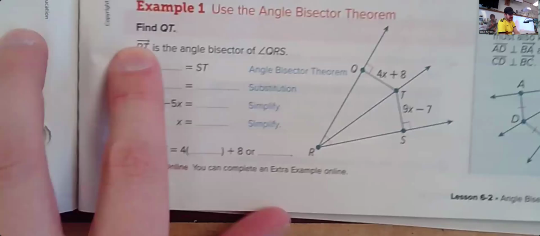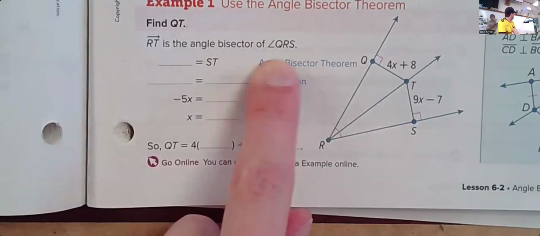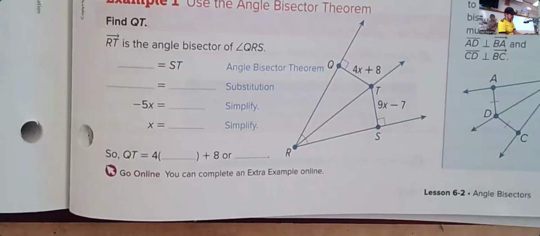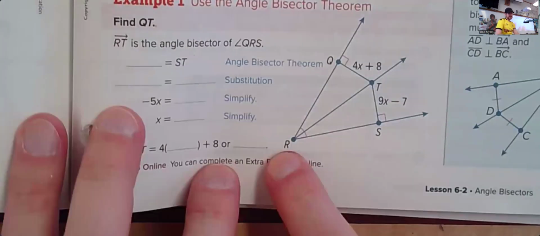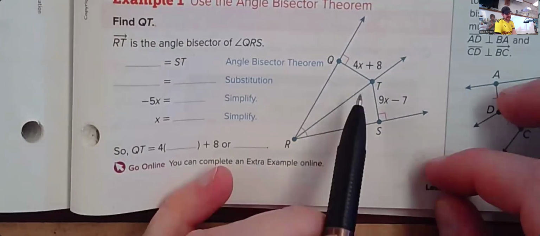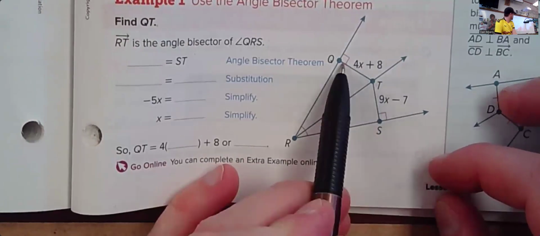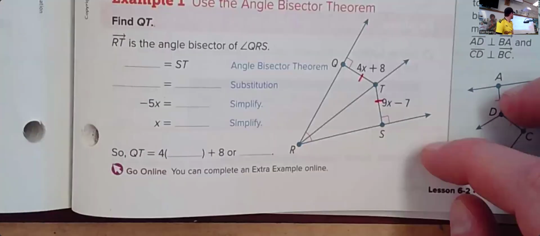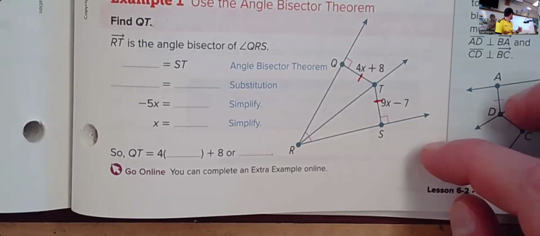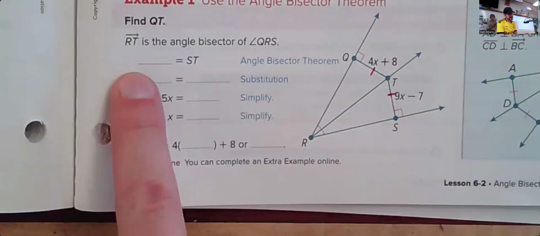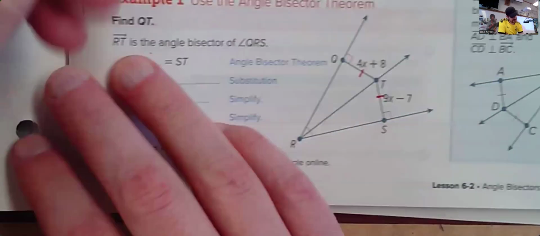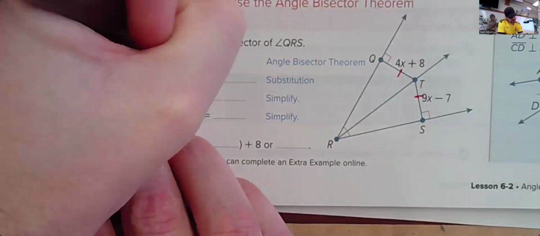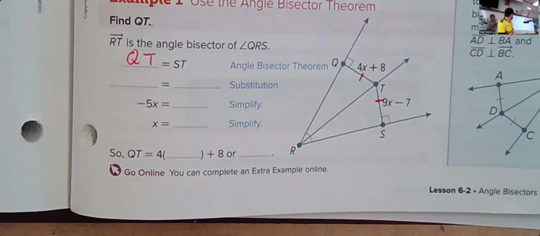it says that RT is the angle bisector of angle QRS. And if RT is the angle bisector of QRS, that means that T is the same distance from Q as it is from S, which means that QT and TS are congruent. So on the left side over here, we're going to fill that in with QT. QT is equal to ST.